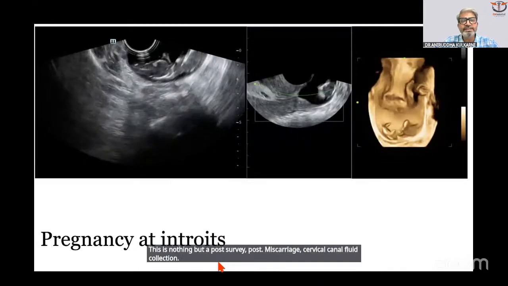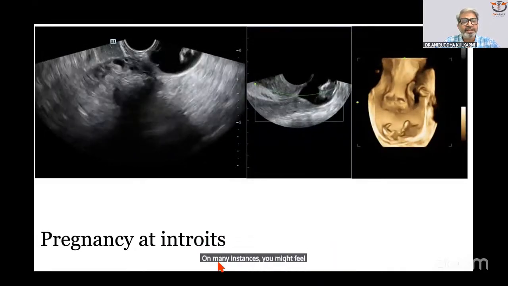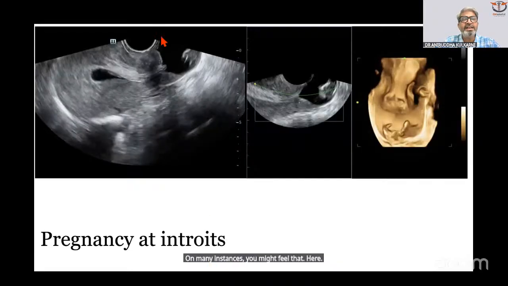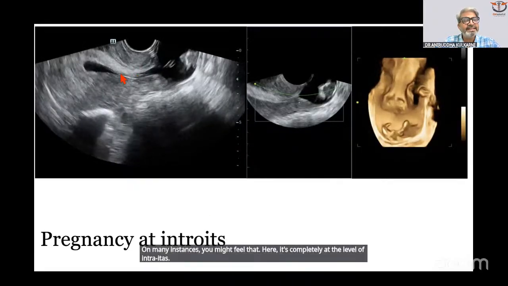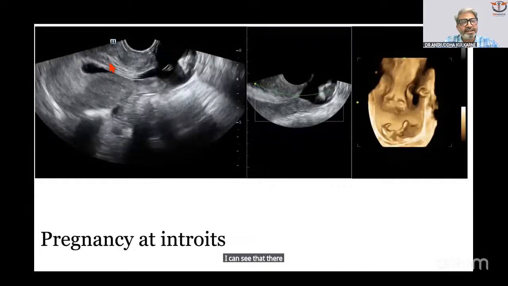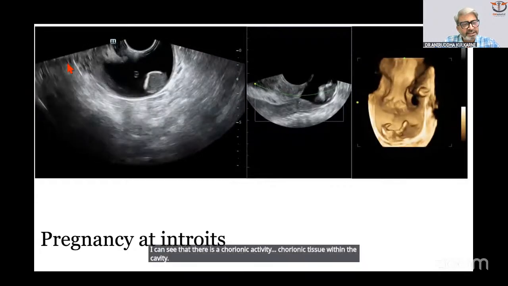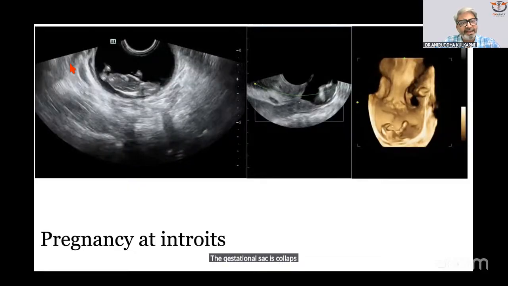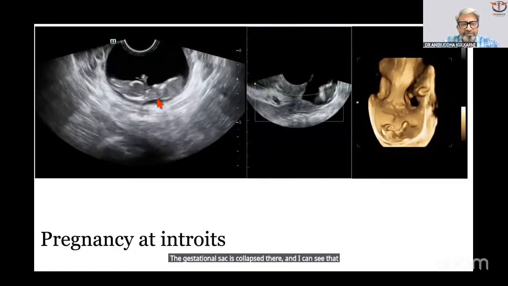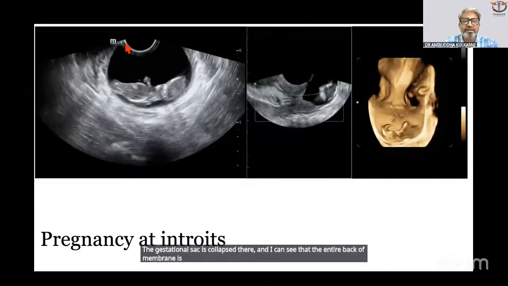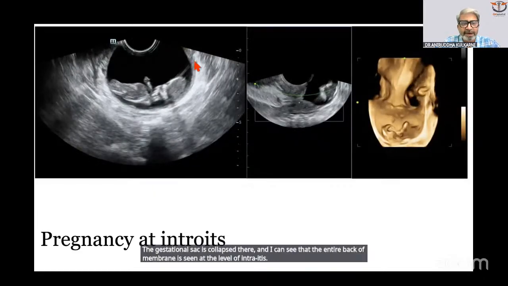On many instances, you might feel that here it's completely at the level of introitus. I can see that there is chorionic activity, chorionic tissue within the cavity. The gestational sac is collapsed there, and I can see that the entire bag of membrane is seen at the level of introitus, which is covered by the membrane.